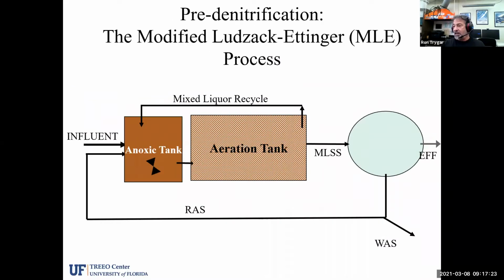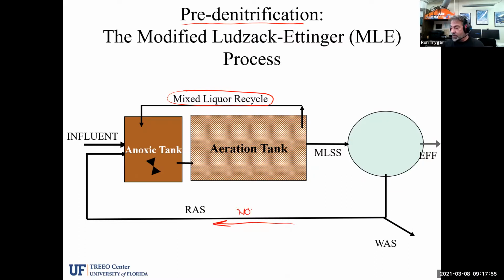And Ludzak and Ettinger, again, another set of biochemists back in the day, started experimenting with a pre-denitrification tank. So the denitrification tank is ahead of the aeration tank. Notice here that they simply put the anoxic tank first. The thing that caused this to be called the modified Ludzak-Ettinger is this recycle that was added here. In the original designs, they didn't have the anoxic recycle. They would just rely on the nitrate coming back from the RAS.